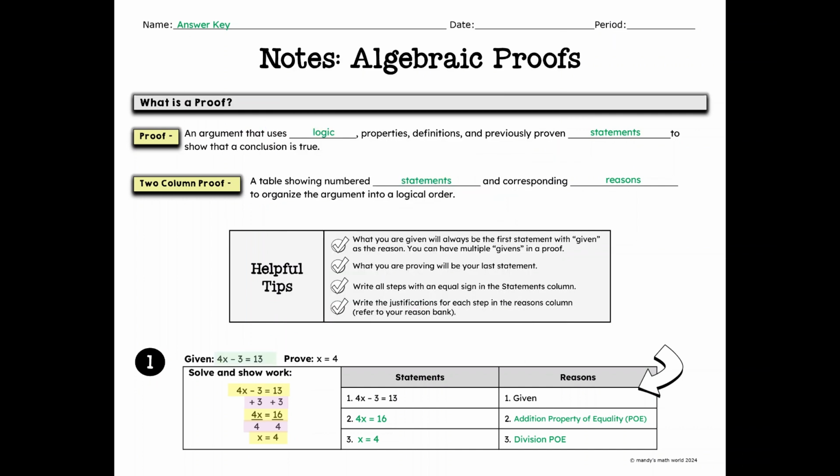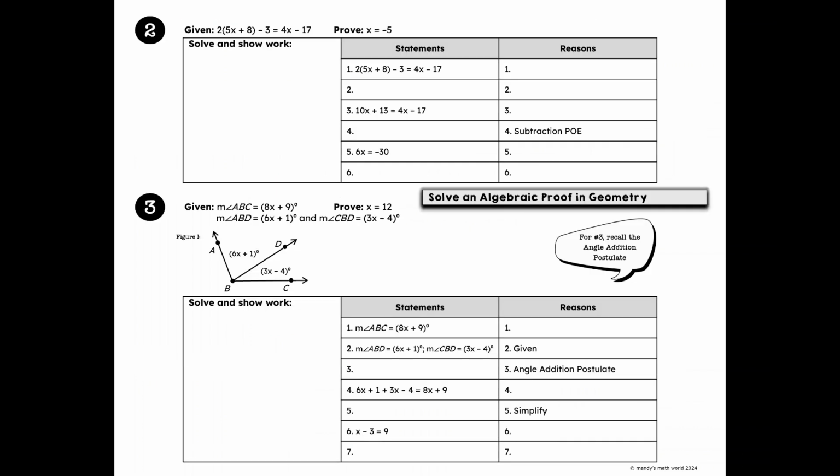So I have what I've been given. That's what I write in statement number 1. Given is the reason. What we're asked to prove, x equals 4, that's going to be our very last statement in our proof. Let's move on.